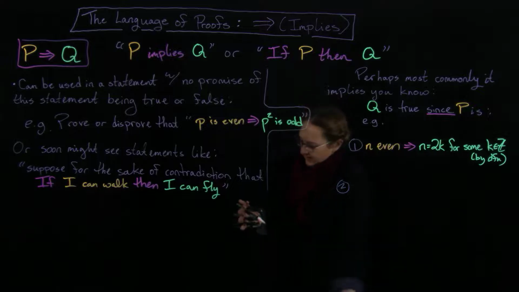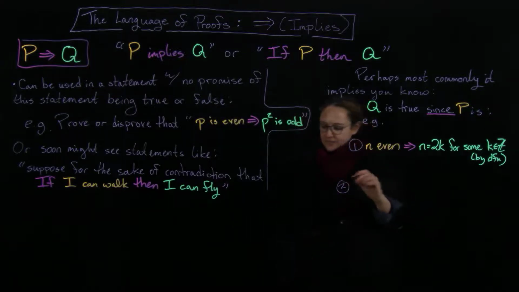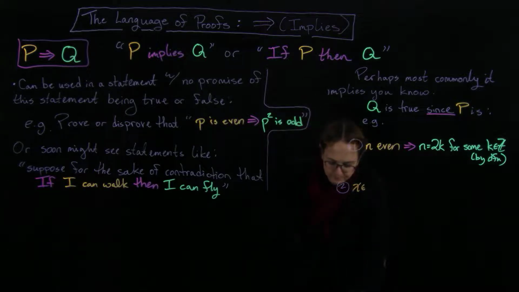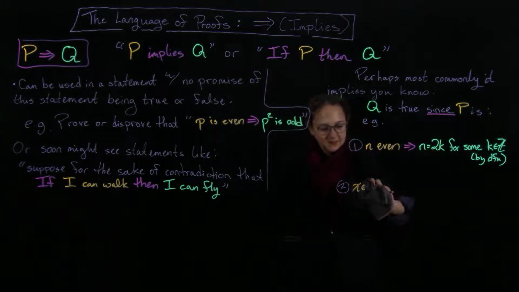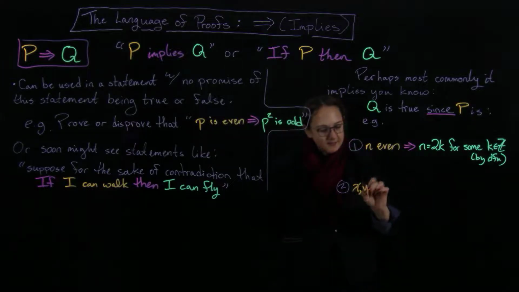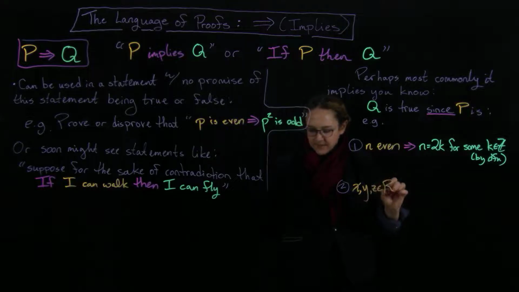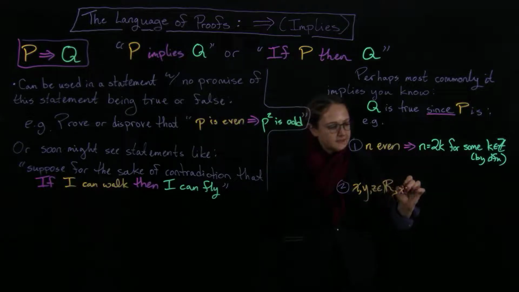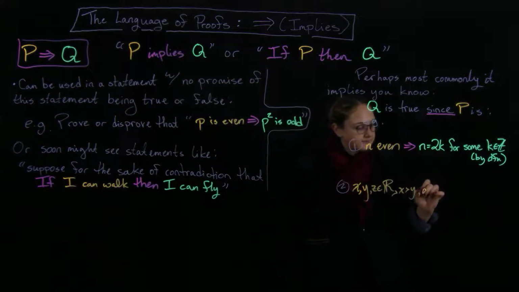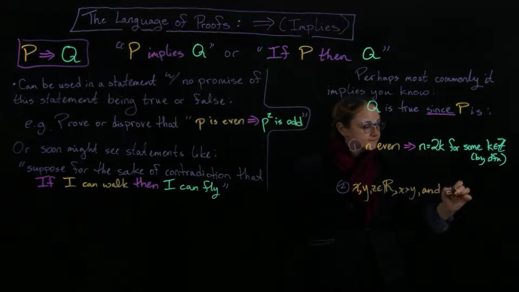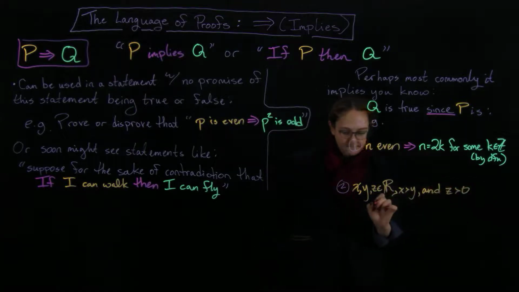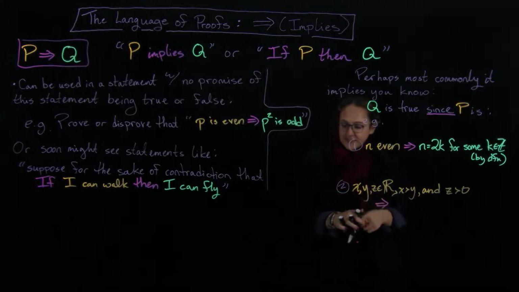If we have that x, y, and z are real numbers, x is greater than y, and z is greater than 0, then this implies that xz is greater than xy.